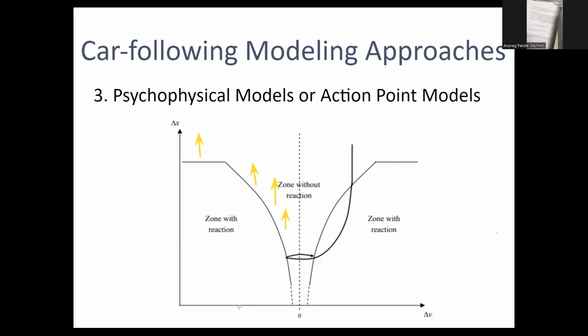And then you could see that this delta v being negative means the follower is driving slowly. And when delta v becomes positive, that's when the follower is driving faster. If the follower is driving faster, then as the distance goes down, you start to see, okay, this is a zone with reaction now.